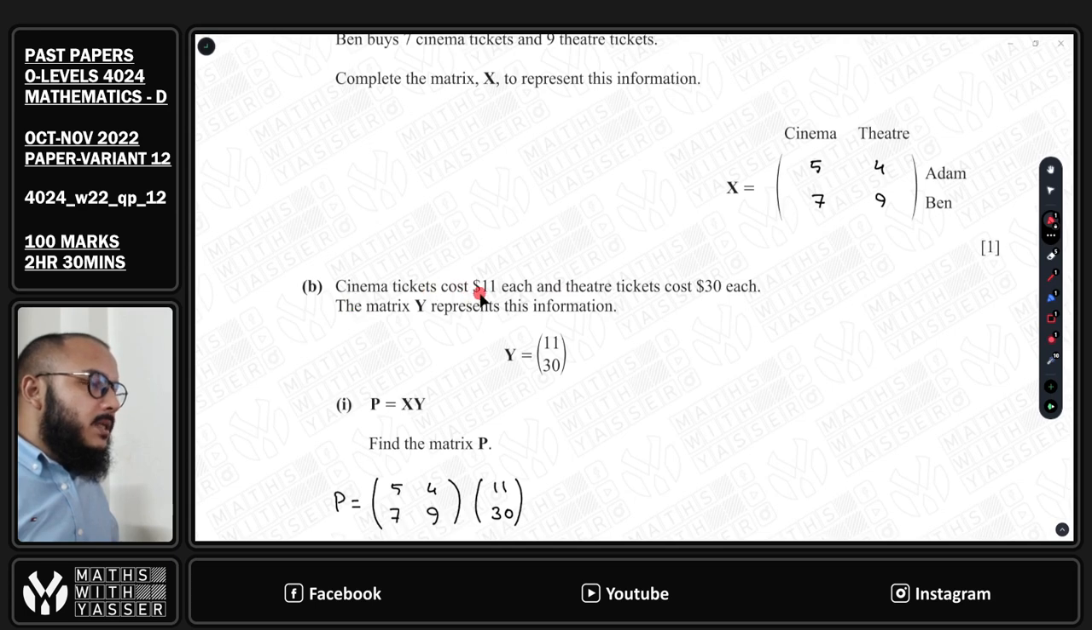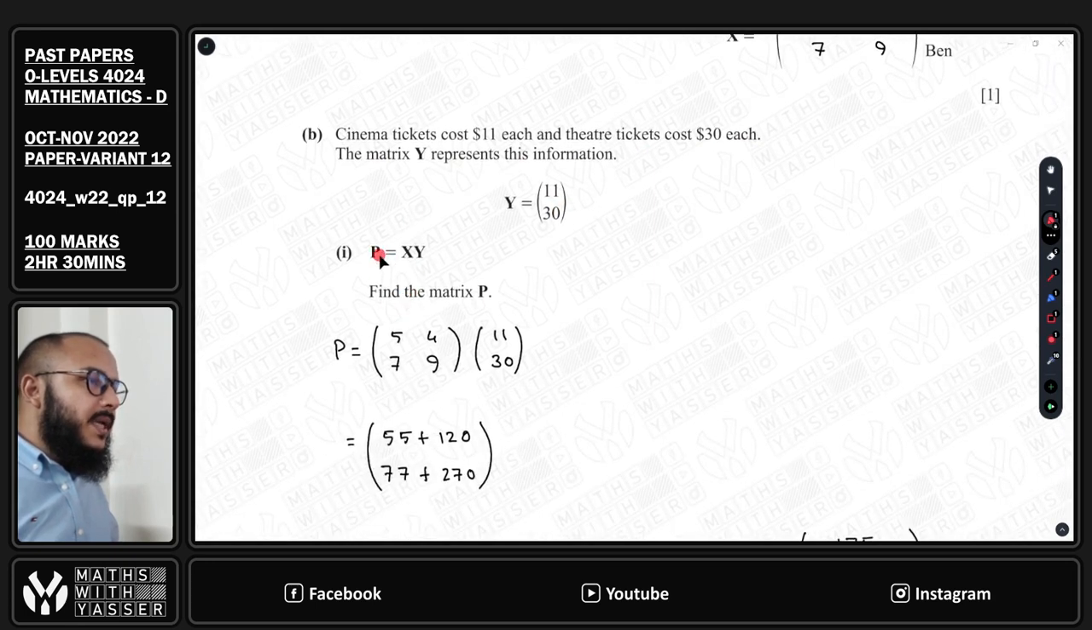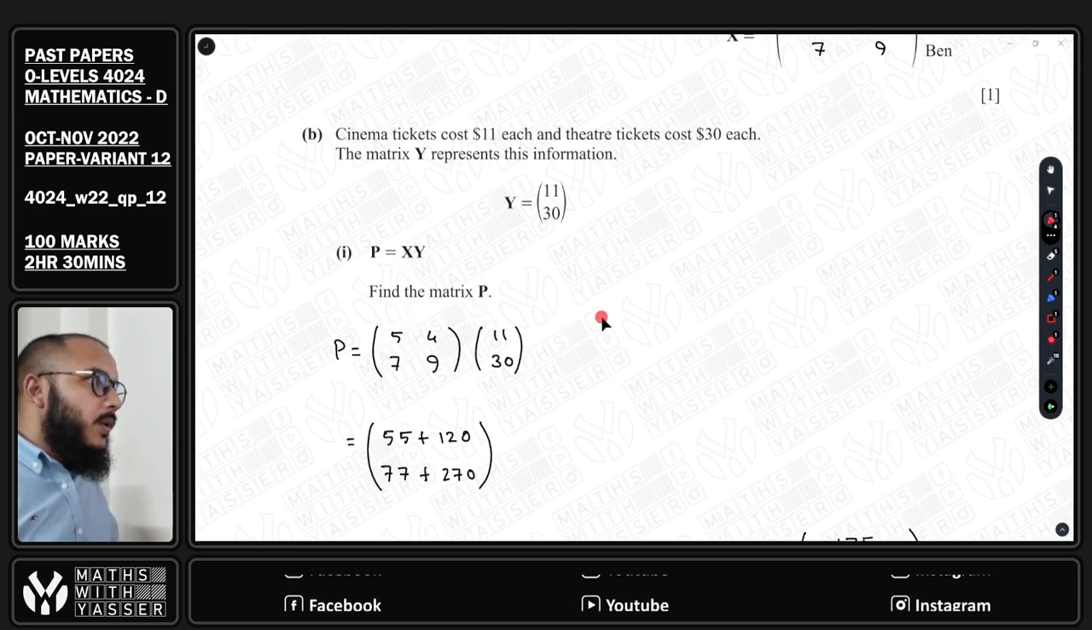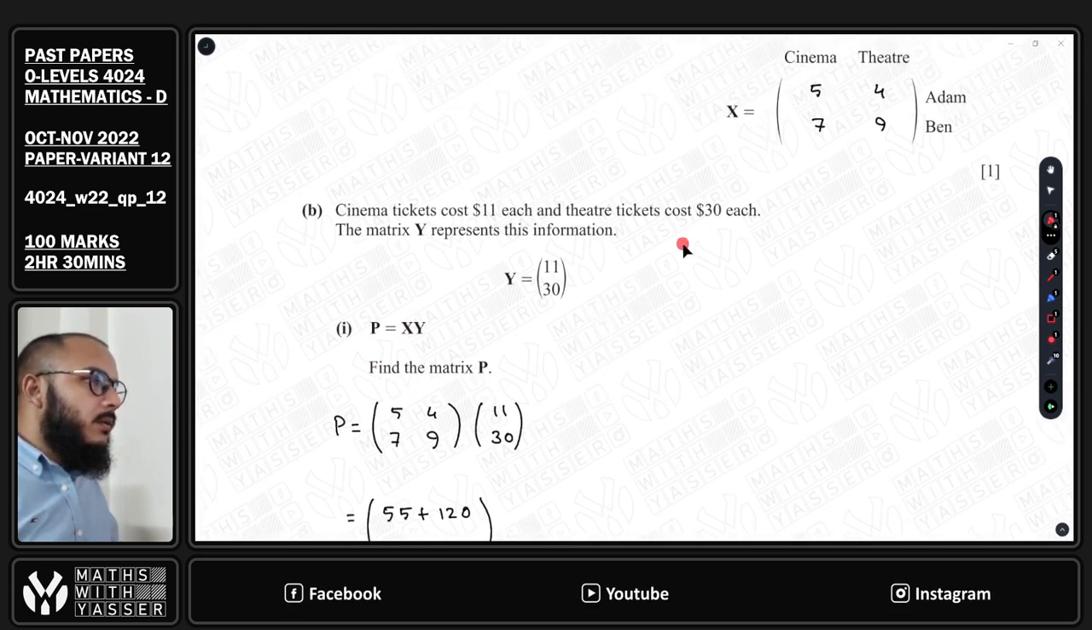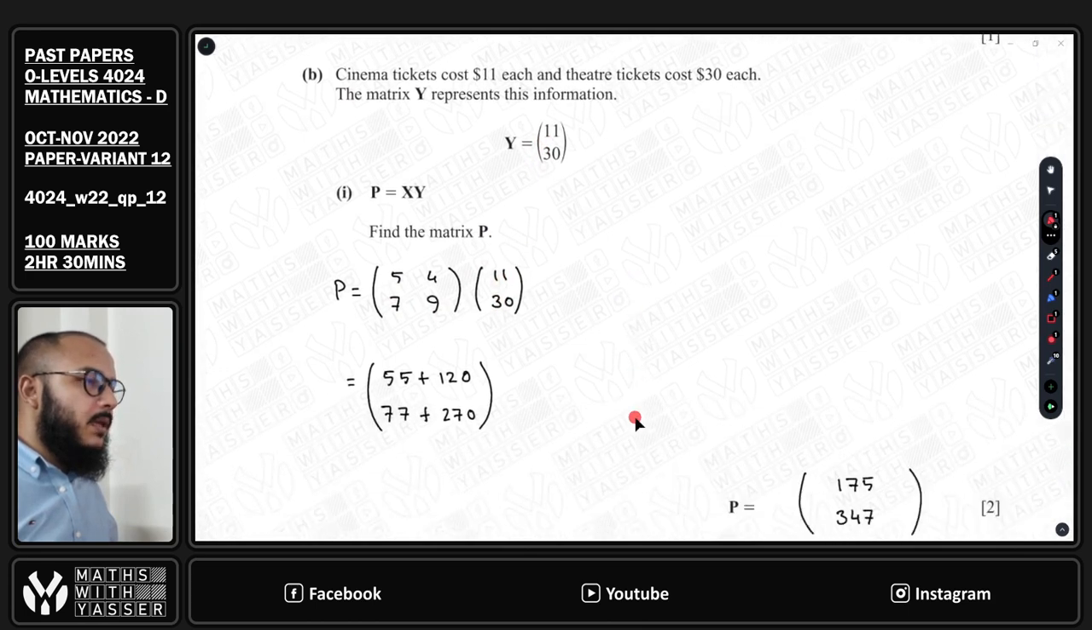Cinema tickets cost $11 each and theater tickets cost $30 each. The matrix Y represents this information. It says P is equal to XY. We need to find the matrix P. We already know the value for the matrix X, which is 5, 4, 7, 9, and we are provided with the matrix Y, which is 11, 30.